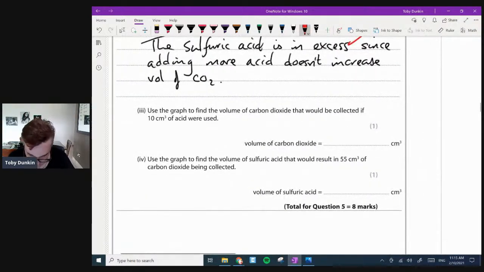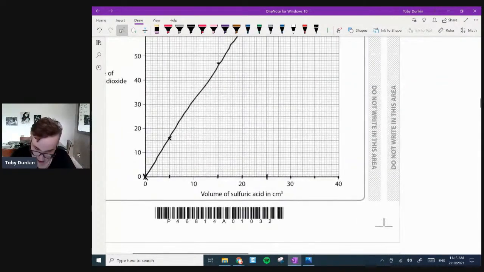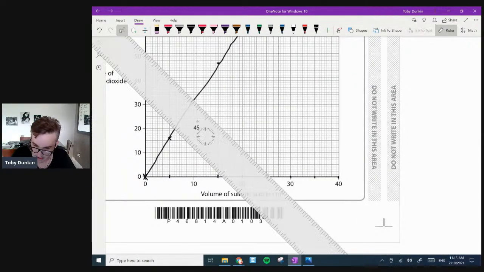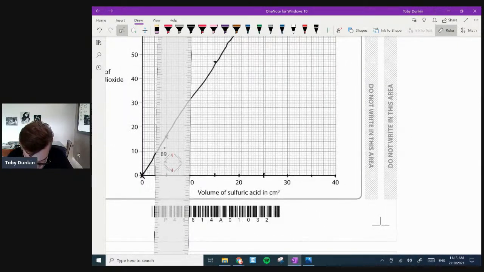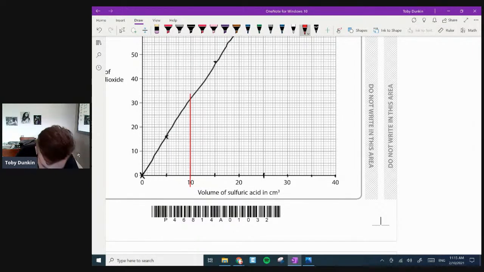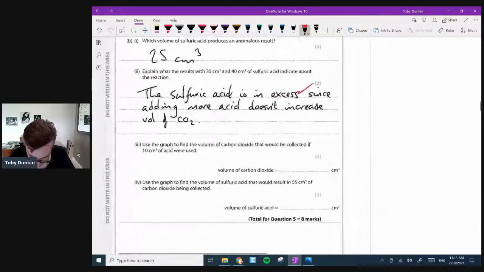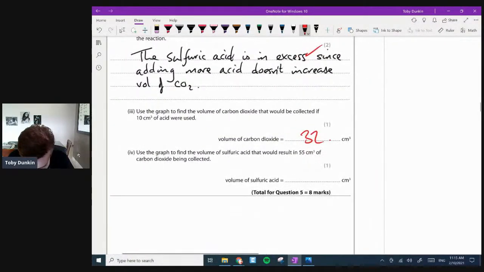Drawn on the graph. Fine. Use the graph to find the volume of carbon dioxide that would be collected if 10 centimeters cubed was used. So at this point, you pull out your ruler. It does say you need to use the graph, so you need to actually draw on it. People often forget that. So I'm just going to, there we go. So at 10, there we go. My volume, read off there, is going to be 32 centimeters cubed.